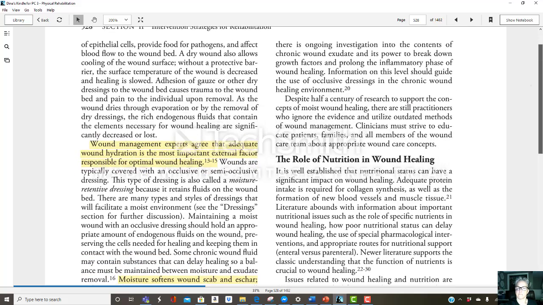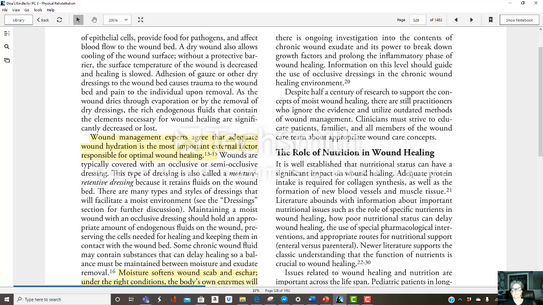Meanwhile, there is ongoing investigation into the contents of chronic wound exudate and its power to break down growth factors and prolong the inflammatory phase of wound healing. Information on this level should guide the use of occlusive dressings in the chronic wound healing environment.